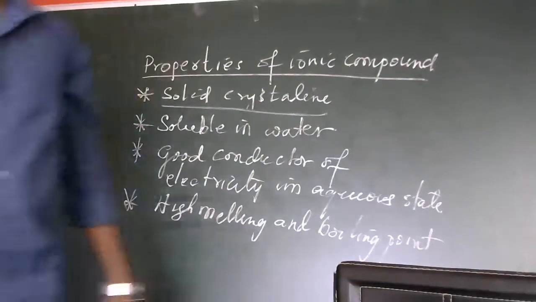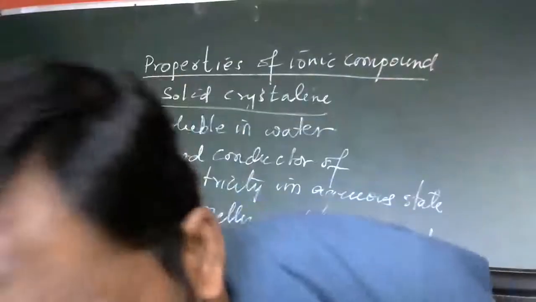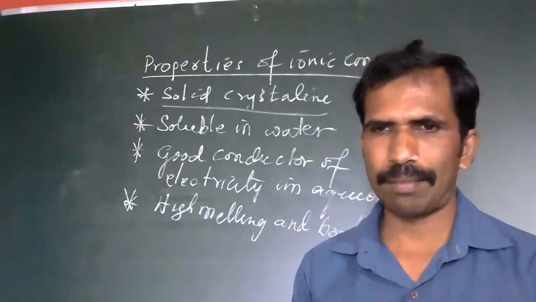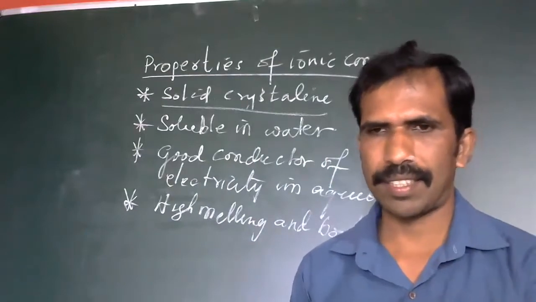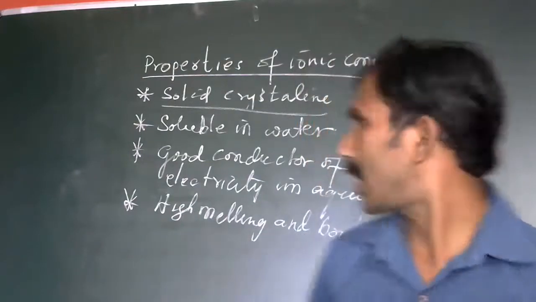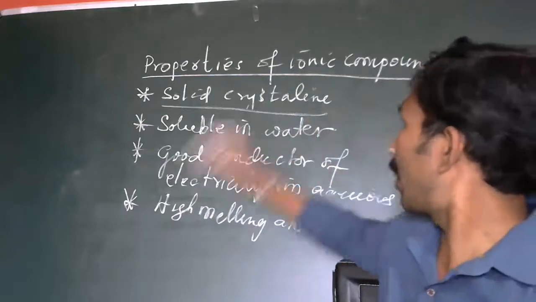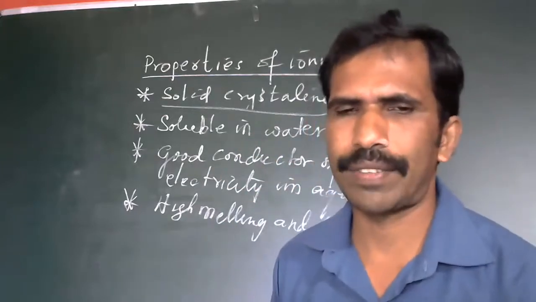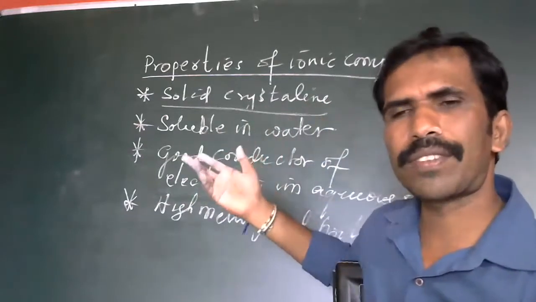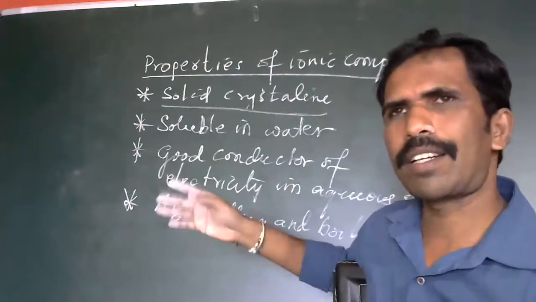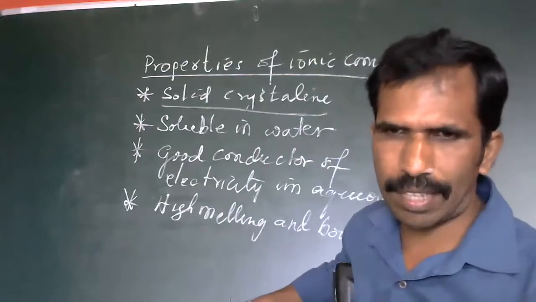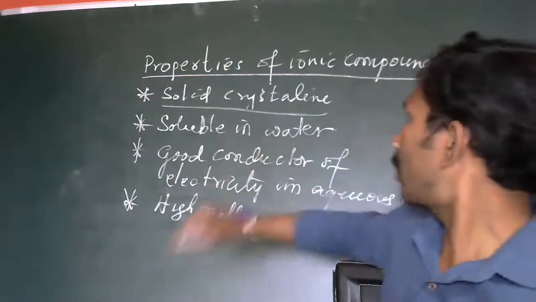So they are crystalline solids. If you take their crystals, they form crystals. Salt is the best example you can give for an ionic compound. Salt forms crystals. Ionic compounds are usually solid. Covalent compounds are available in liquid, solid, all states, and we will talk about that later in carbon compounds, covalent bond. So, solid crystalline.